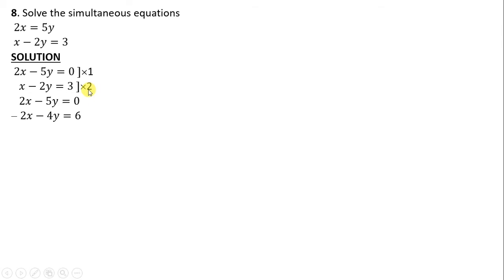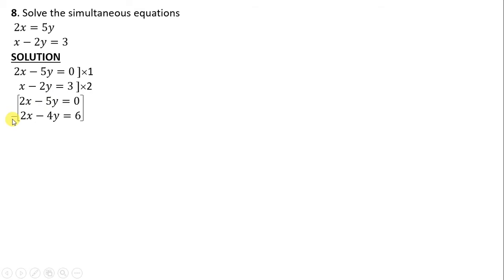When I multiply the second equation, I'm saying 2 times x, 2x. 2 times negative 2y, negative 4y. 2 times 3, 6. So from here, I have the same coefficient 2. Now, since the signs are the same, what are we supposed to do? We'll subtract. So I'm saying 2x minus 2x is giving me 0.